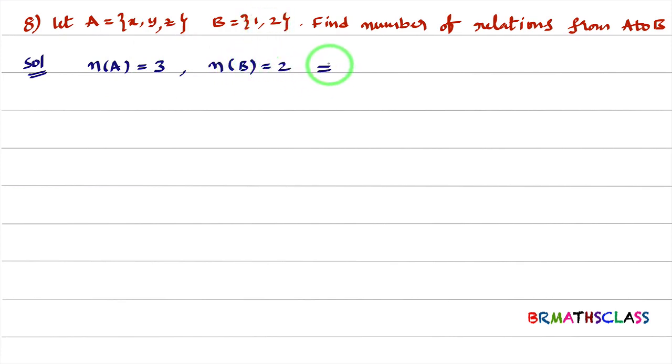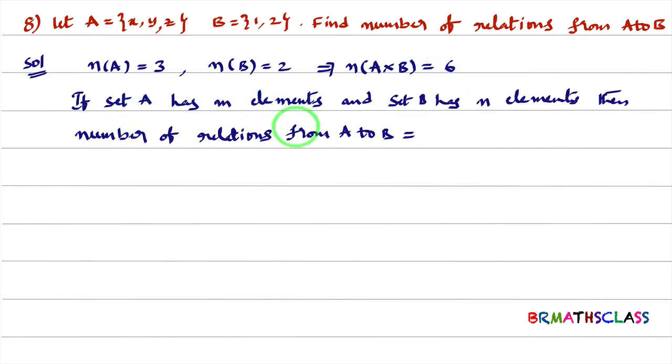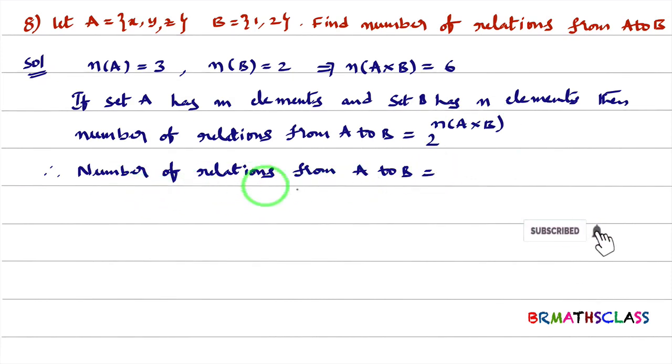And we know that if set A has 3 elements and set B has 2 elements, then the number of elements in A cross B is 3 into 2, 6. This we learn in Cartesian product of sets. If set A has m elements and set B has n elements, then the number of relations from A to B equals 2 power number of elements in A cross B. This is the formula we learn while learning the definition of relation. Therefore, the number of relations from A to B equals 2 power n of A cross B.